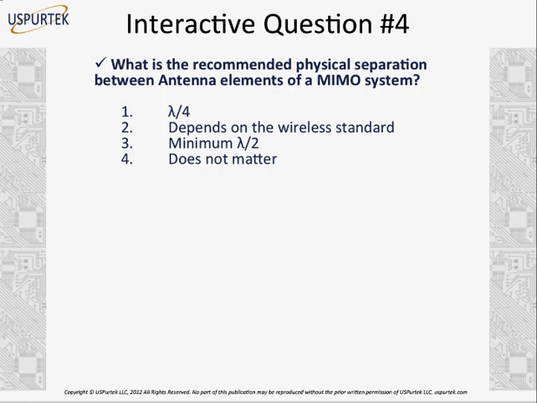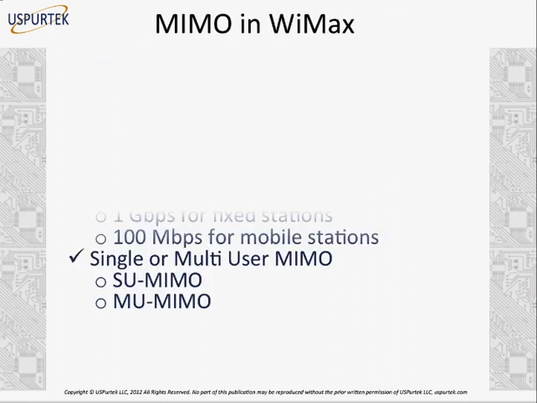Well, the right answer is 3. So why? As we discussed before, to avoid mutual coupling between antenna elements, the physics behind it makes it a minimum of half wavelength. So we have to keep the separation between antennas a minimum of half wavelength, to avoid any mutual coupling and avoid any interference between one antenna and the other.